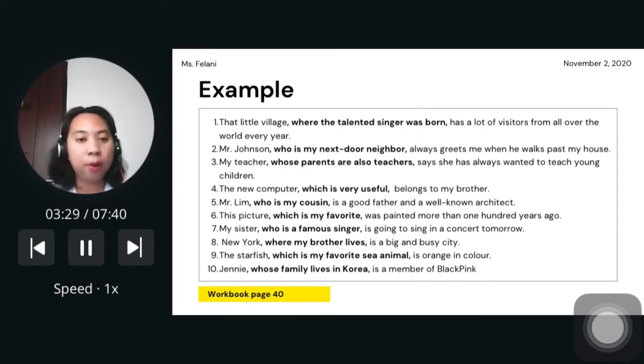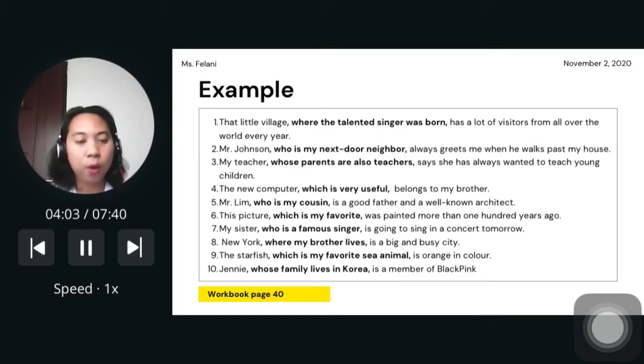Okay, one more example. Number 4: The new computer, which is very useful, belongs to my brother. Okay, remember, what is the subject? The new computer. So for a thing, we can use which, right? So that's why here which refers to the new computer. Okay, you can check again the examples from your workbook page 40.